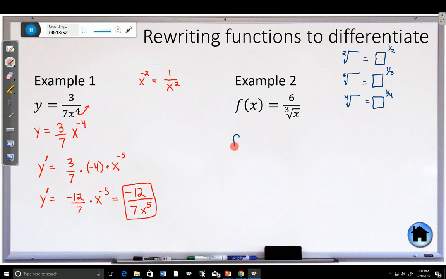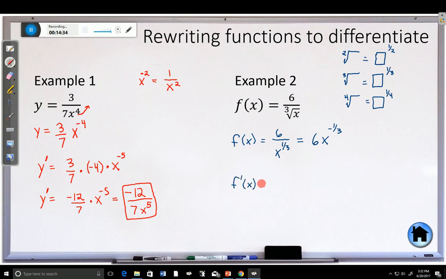So I can rewrite this f of x. I'm not taking a derivative yet, so there's no prime. 6 over, and a cube root is going to be a 1/3 power. So that is the same as 6 over x to the 1/3. And now I'm going to use the strategy from example 1, that 1/3 power with the x is in the bottom. I don't want it to be in the bottom. So I'm going to bring it up to the top, but it has to be a negative exponent. Now I can take the derivative of this.